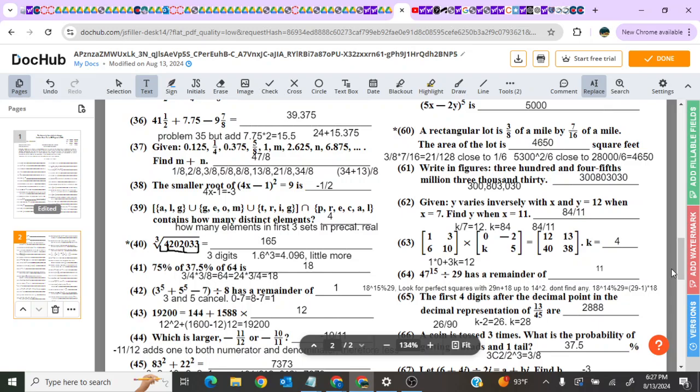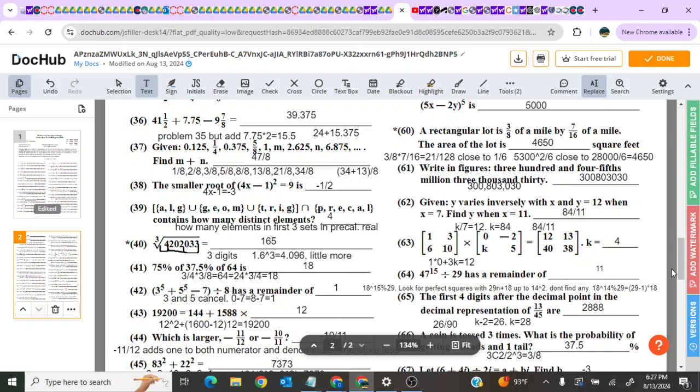62, y varies inversely with x. Y is equal to 12 and x is equal to 7. Inversely means that k over x will get you y. So some value over 7 will get you 12. Well, a value of 84 will do that. And then you have 84 over 11.